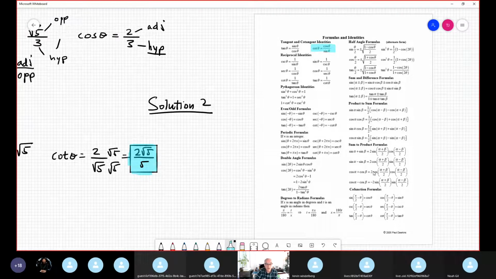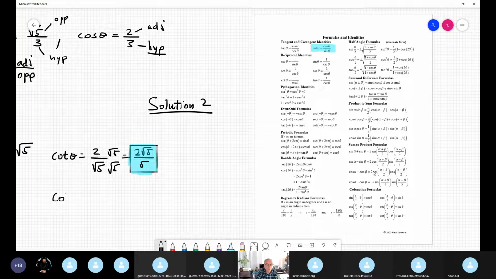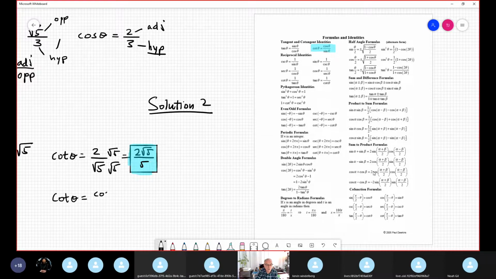Because I need to find cotangent, so I copy the formula. The formula says cotangent theta is equal to cosine theta divided by sine theta. Cosine theta is given, it's 2/3, and sine theta is given, it's radical 5 over 3. I suppose you remember that, right?